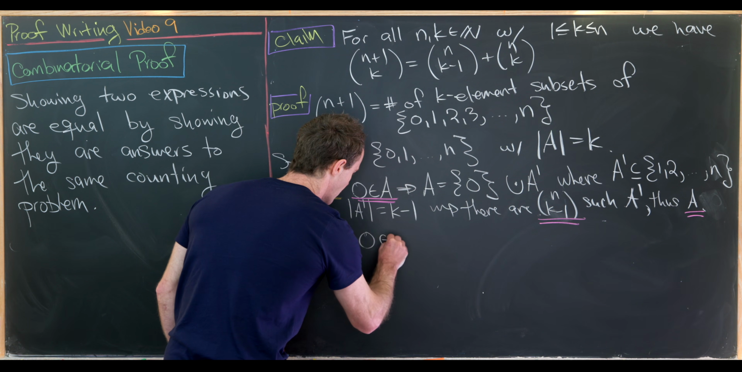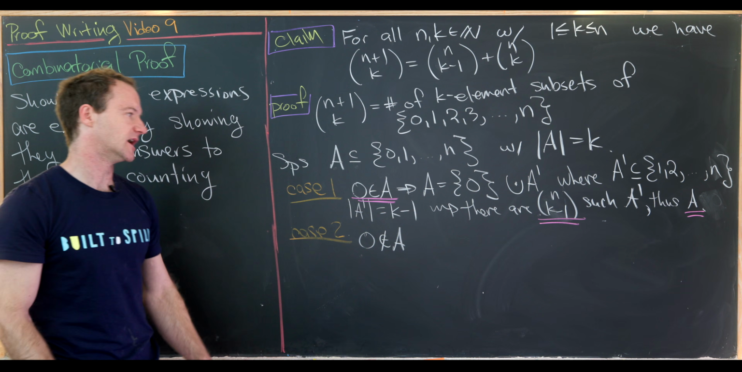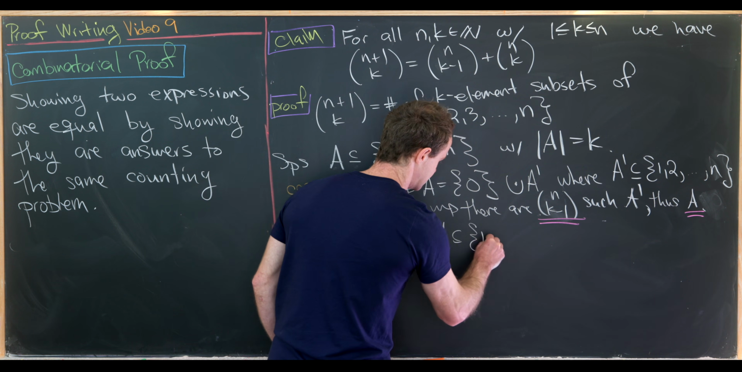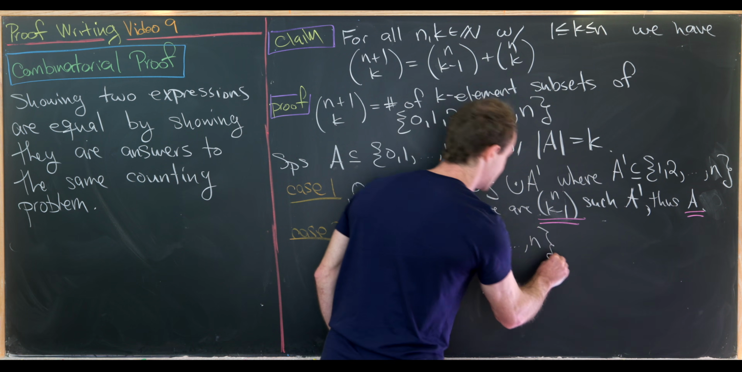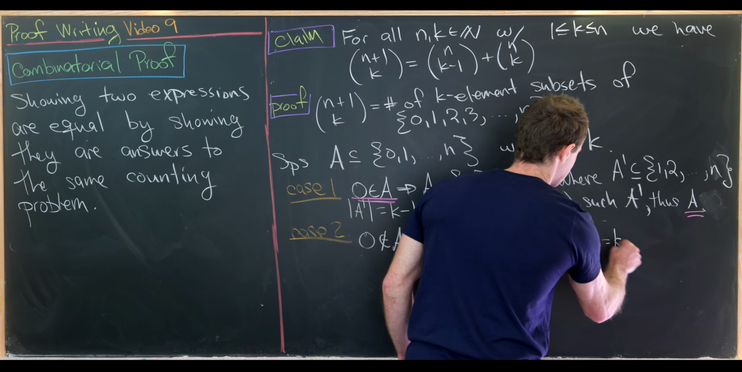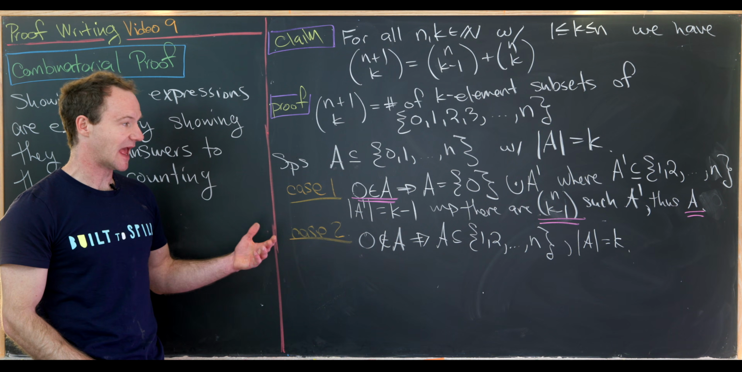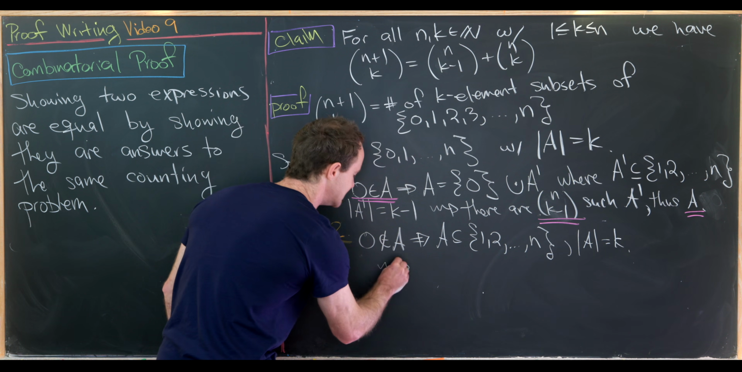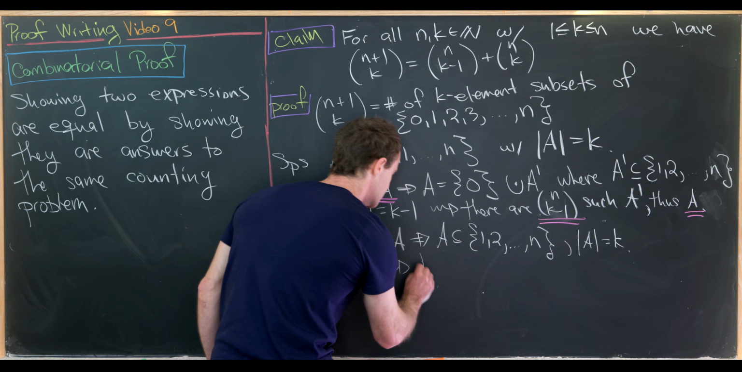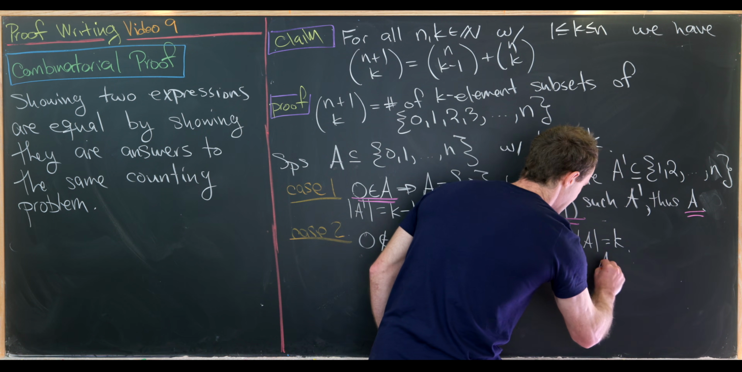And the next case will be, well, what happens if A is not containing 0? So 0 is not an element of A. But if 0 is not an element of A, then that means that A is just plainly a subset of 1 to n. Okay, but how many elements are in A? Well, there are k elements in A. That's kind of our assumption from the very beginning. Okay, but how many such A's are there in this case? Well, that's easy to count as well, because A is a k-element subset of an n-element set. So there are n choose k such A's.